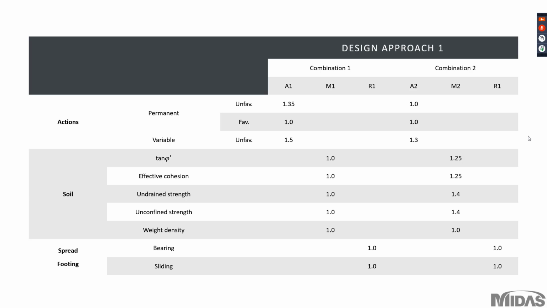And actions, as you can see there, for applied load are divided into 2 types, permanent and variable, and they are divided into 2 again, unfavorable and favorable. And the partial factor values for soil material affect the strength of soil, such as cohesion and friction angle.